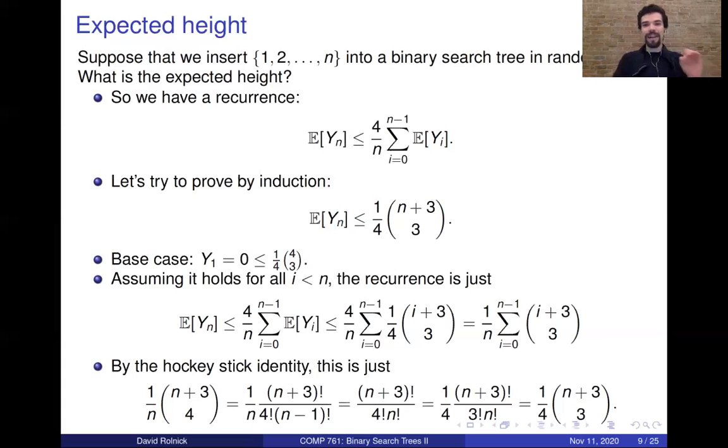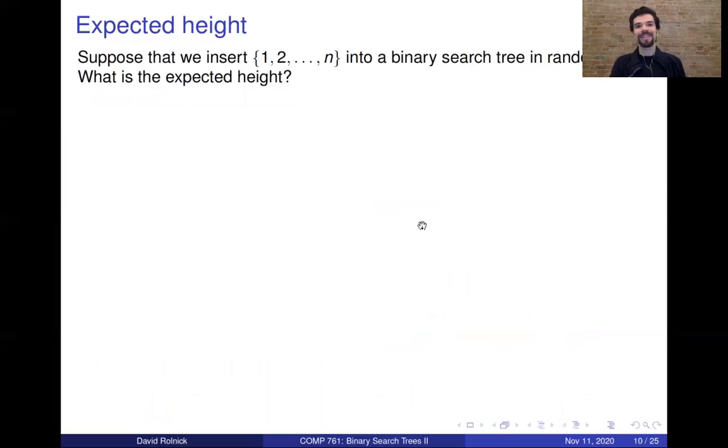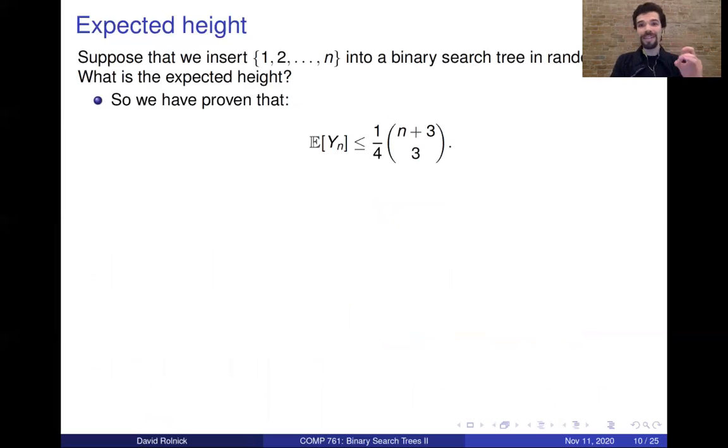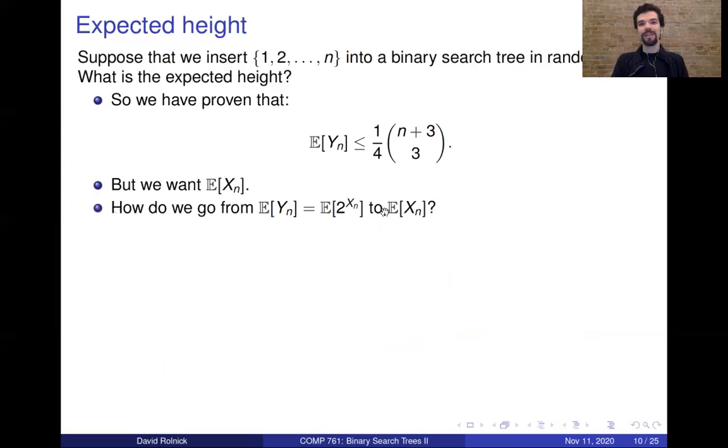Okay, so now we know that the expected value of 2 to the power of the height, which is this y n, is less than or equal to this thing. We proved that by induction. Great, now we're almost there. But we don't want the expected value of y, we want the expected value of x. Remember, we have 2 to the x is equal to y. How do we go from expected value of 2 to the x to just expected value of x?